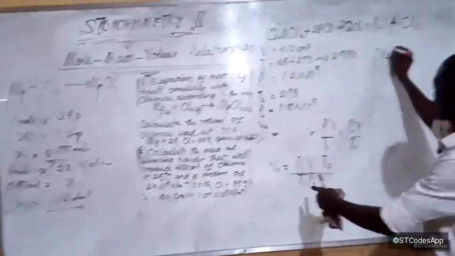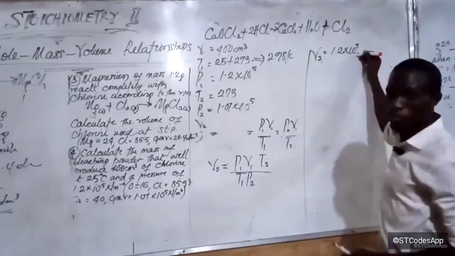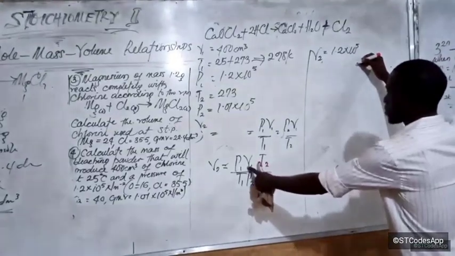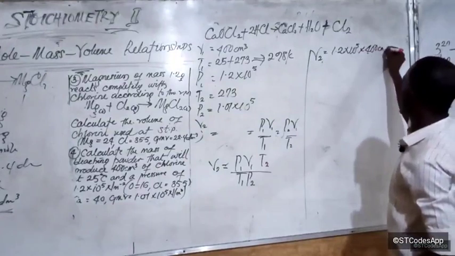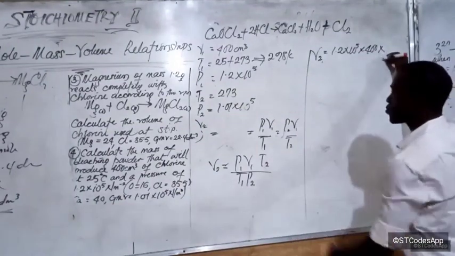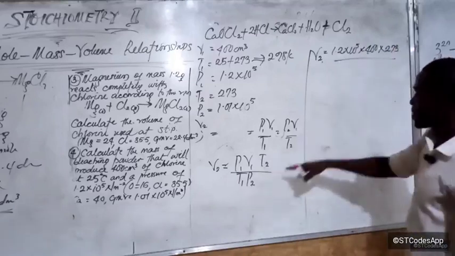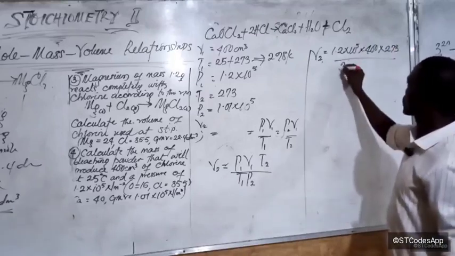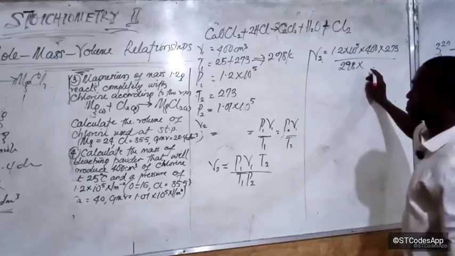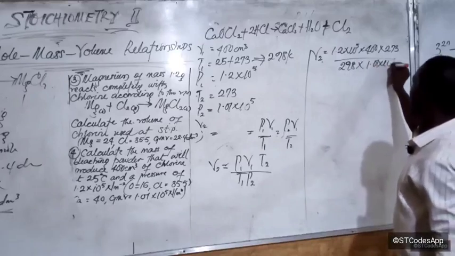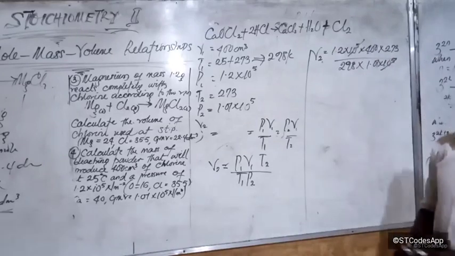V2 will be equal to, what is P1? 1.2 by 10 raised to the power 5. What is V1? 400 centimeter cube. So just 400 times, what is T2? 273 Kelvin, all over, what is T1? 298, by, what is P2? 1.01 by 10 to the 5th. All right, so this can take care of this. Then we can use the calculator for the rest.